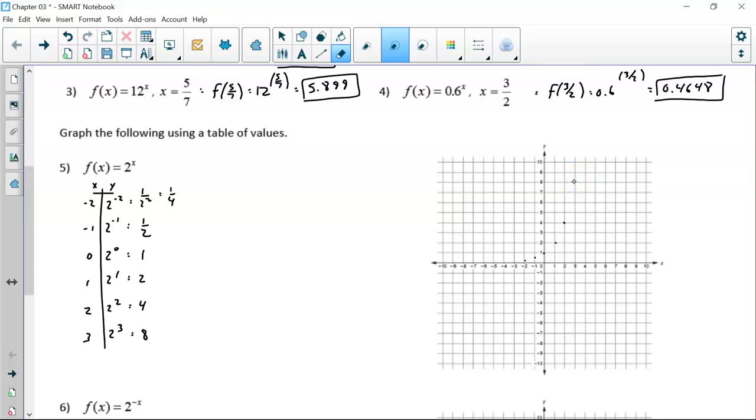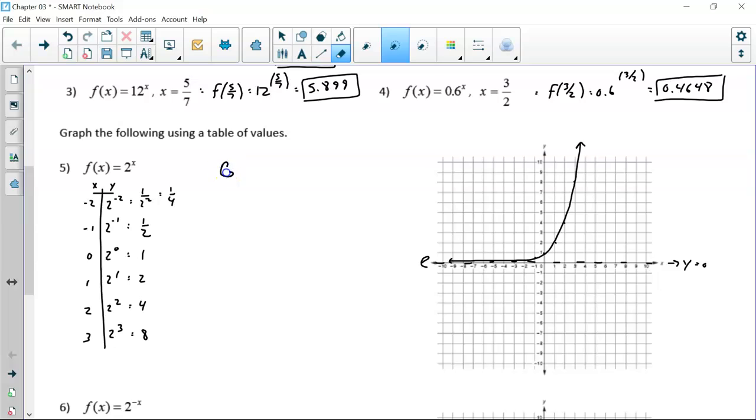Now, exponentials have a horizontal asymptote. And our horizontal asymptote is going to be at y equals 0. We talked about this in Algebra 2 last year. No matter what our input is, we're never going to get 0 for y. We're going to get close to it, but never quite get there. So this is the shape of this exponential function.